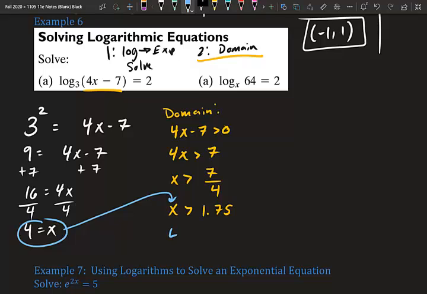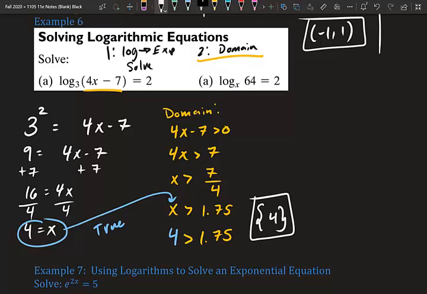What we need to do is check to see if 4 fits in there. Is 4 greater than 1.75? Yes, that's true. Since that is a true statement, our answer is just 4. We have to put it in braces because it's a solution set.